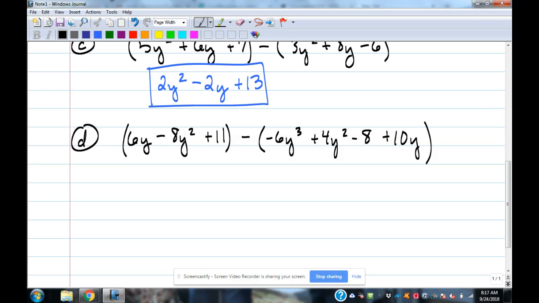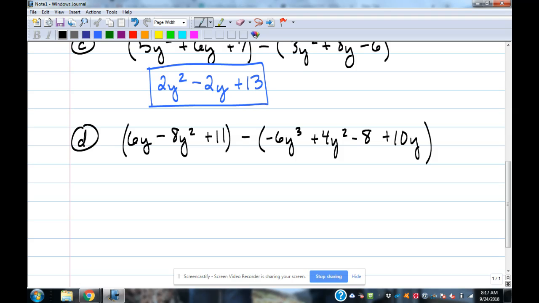All right, this one, same idea, two polynomials, subtracting. And again, we want to end up in descending order. So first polynomial, we got a y squared, it's the biggest one there. Second polynomial, what's the biggest one? We got a y cubed. So that means we need to start with that one.